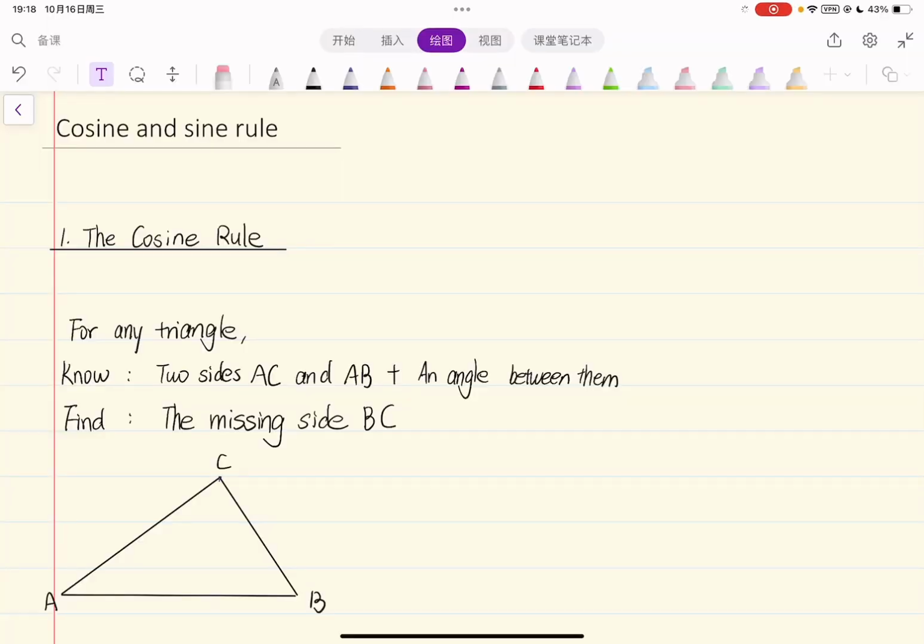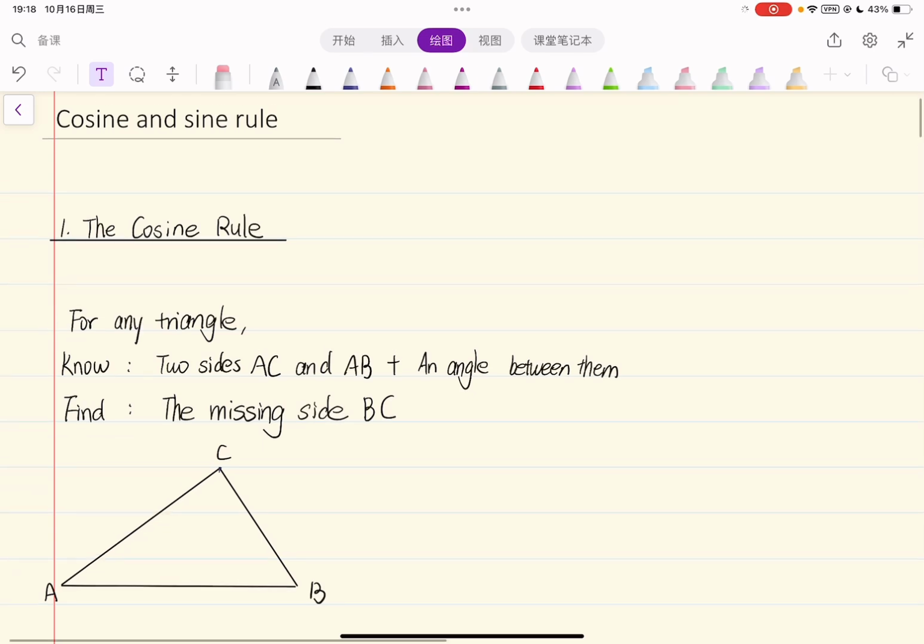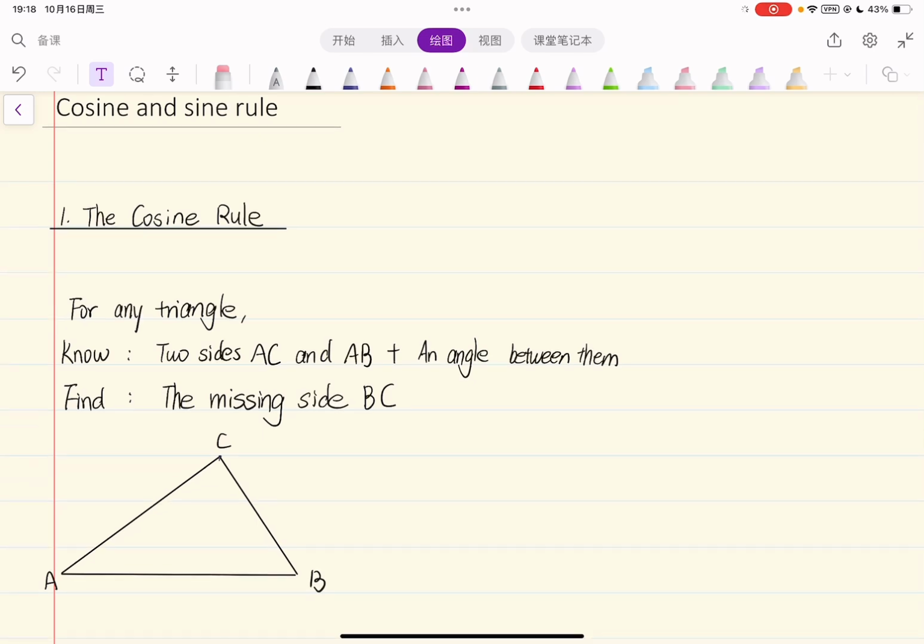Hello everyone, in this video we are going to talk about the cosine and sine rule. So firstly, we look at what the cosine rule is.